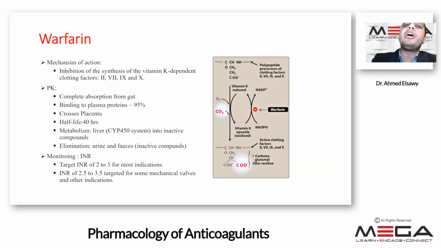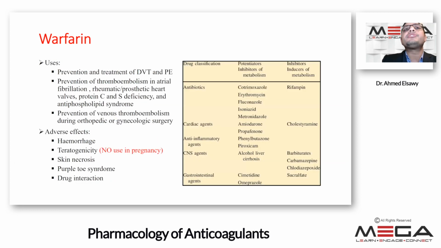Monitoring is mainly by INR, targeting INR 2 to 3 in most indications, but some mechanical valves, like mitral, need a higher target INR of 2.5 to 3.5.